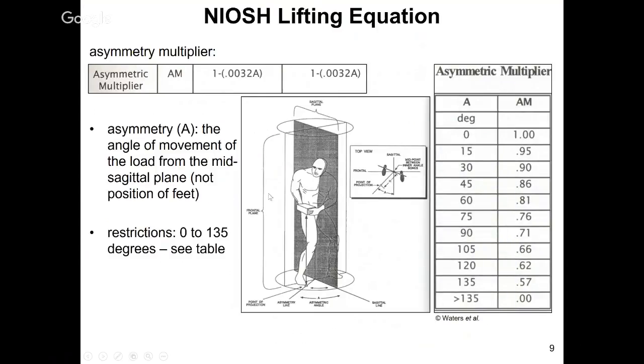So for the asymmetry multiplier, you're looking at the angle of movement of the load from the mid sagittal plane. And it could be that this load is moved from the right side over to the left. And in that case, the degrees is going to be larger than 90, or it may be a substantially larger angle, and that's going to affect the recommended weight limit quite a bit.